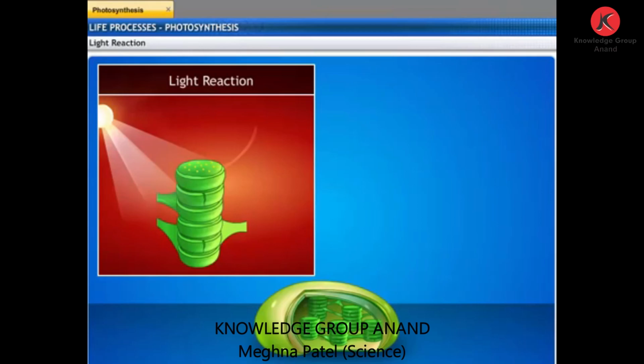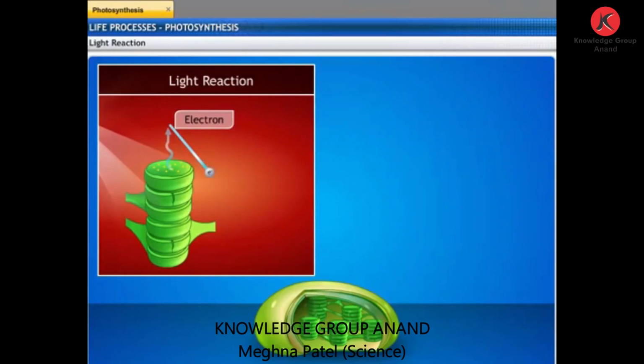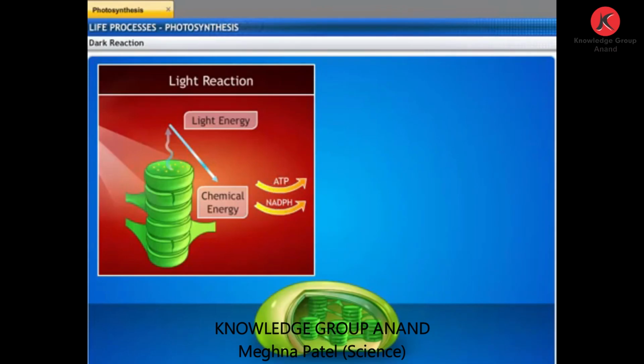Using light energy, water molecules split up to release oxygen. The chlorophyll in the thylakoids of chloroplast traps light energy and excites an electron. This excited electron converts light energy into chemical energy, and this chemical energy is stored as ATP and NADPH. Thus, light reaction produces the energy source ATP and NADPH, but not the food.